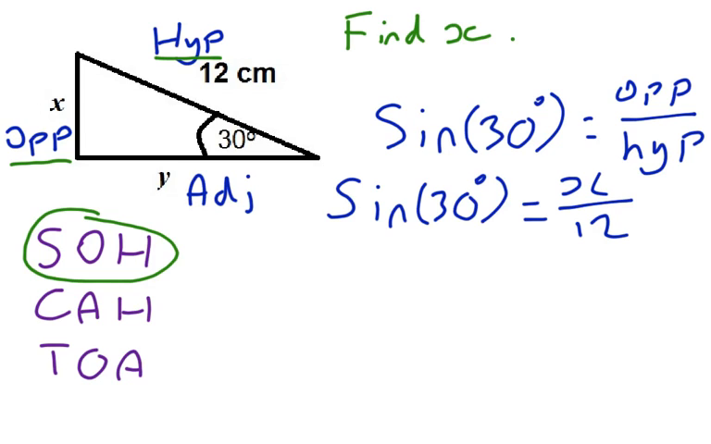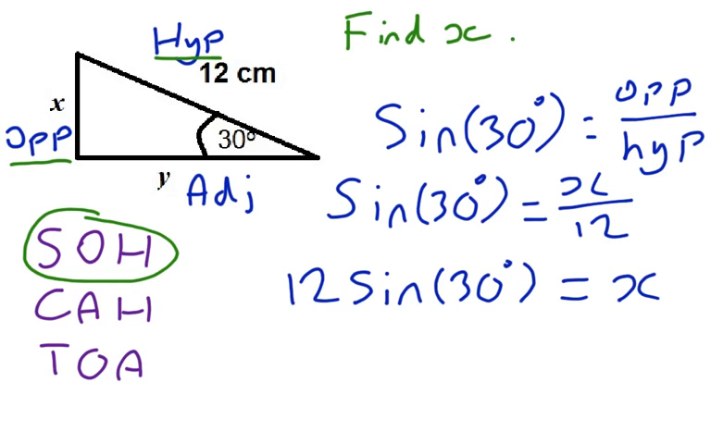Now to solve this, we need to get that 12 off the bottom of that fraction, so we multiply both sides by 12. And that gives us 12 sine 30 equals x. And when we plug that into our calculator, we type 12 times by sine of 30, and we get a value of x equals 6. So x is equal to 6.